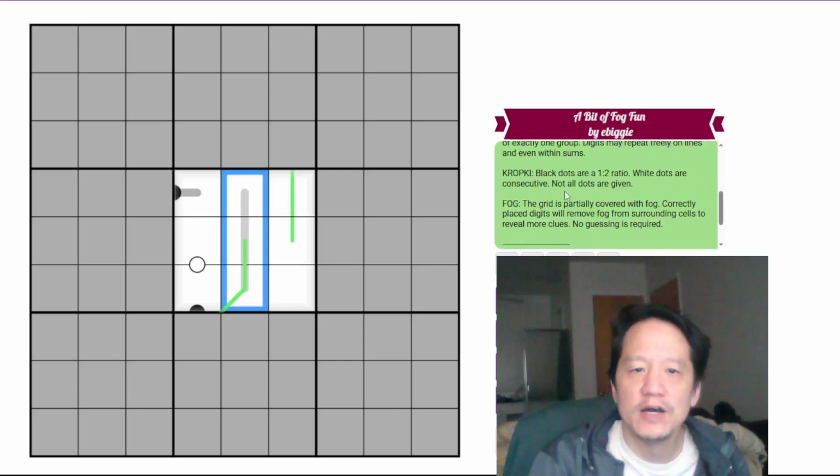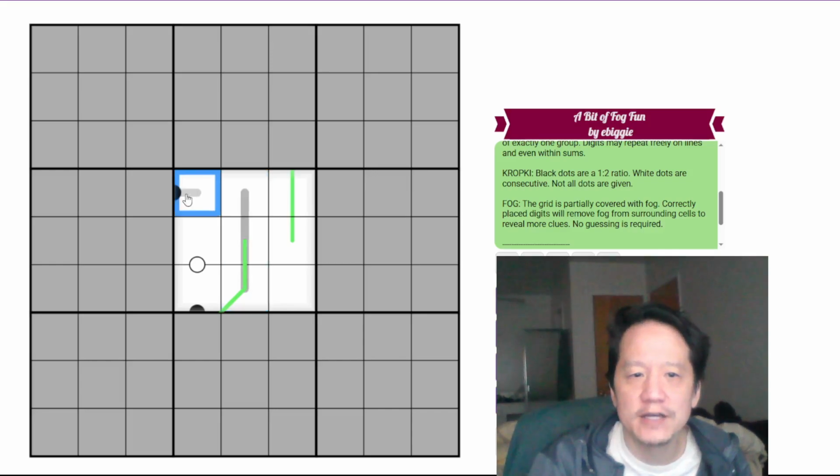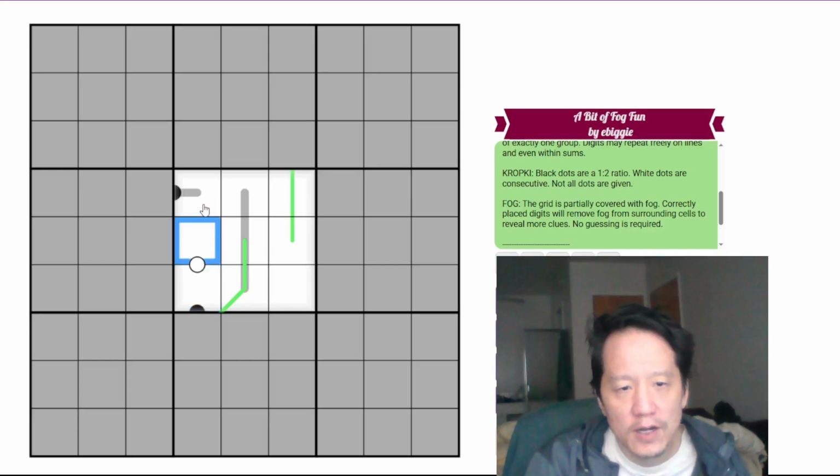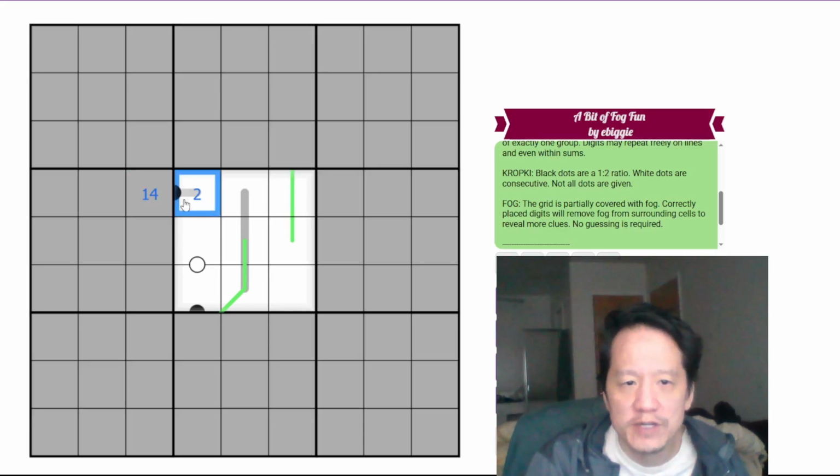Anyways, we also have Kropke dots, where black dots are in a 1 to 2 ratio, while white dots are consecutive. Not all dots are given. So, for example, if this were, say, a 6, this would have to be a 5 or a 7 to make sure that these digits are consecutive. If this were, say, a 2, this would have to be a 1 or a 4 to maintain the 1 to 2 ratio. And that's how Kropke dots work.